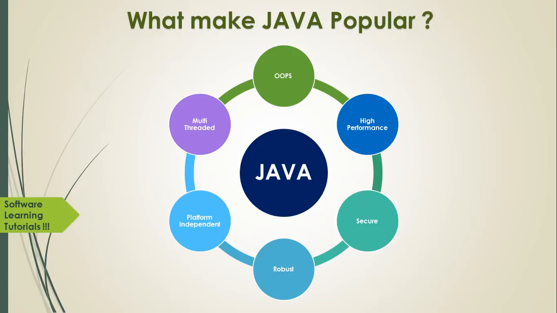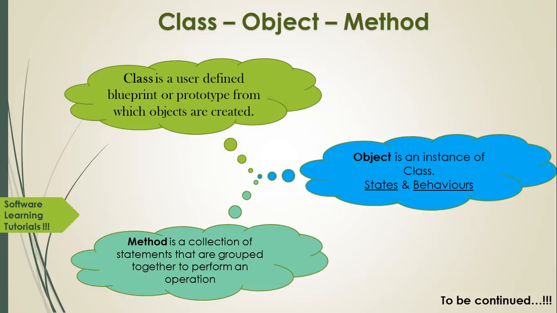So let me take you to the fundamentals of Java. For the fundamentals, you must be aware of these three things: class, object, and methods. If you are a fresher, if you have given 2 or 3 interviews, then you must be aware of what class, object, and method are. So let me quickly go through this. The class is a user defined blueprint or prototype, you can say, from which objects are created, right? And what is the object? Object is the instance of the class which has states and behavior.